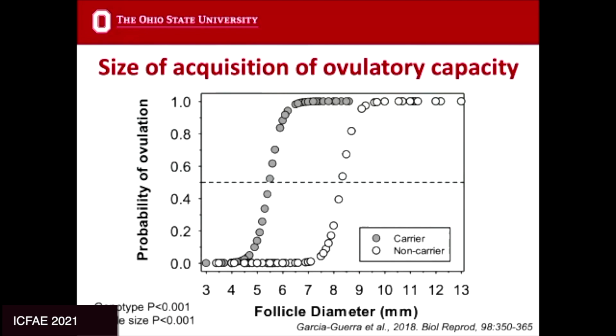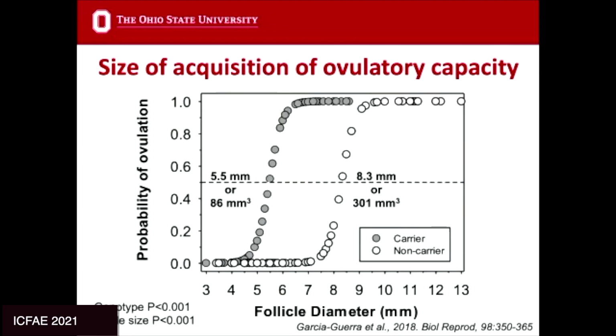However, you can see that the curve in the trio carriers is shifted to the left, indicating that ovulatory capacity is acquired at a smaller size. When we take the 50% probability point, we can see that on a diameter basis, follicles in trio carriers are about 5.5 millimeters, whereas non-carrier single ovulating animals are about 8.3, which is usually the time when diameter deviation has been detected.